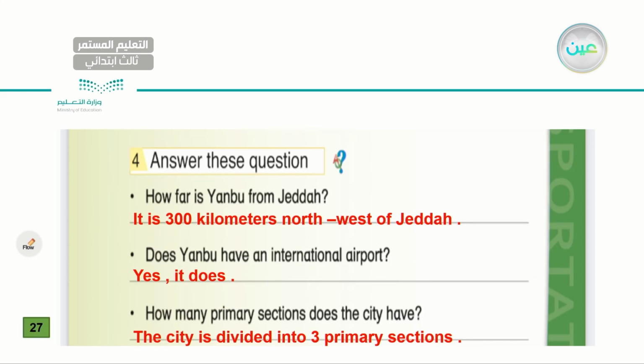So let's read our answers one more time. How far is Yanbu from Jeddah? It is 300 kilometers northwest of Jeddah. Does Yanbu have an international airport? Yes, it does. How many primary sections does the city have? The city is divided into 3 primary sections. Make sure you are writing down the correct answers.